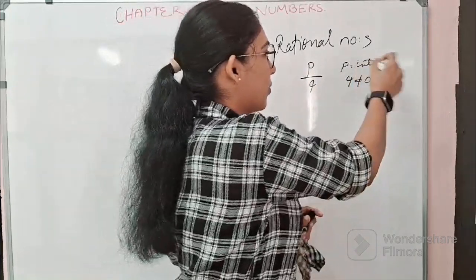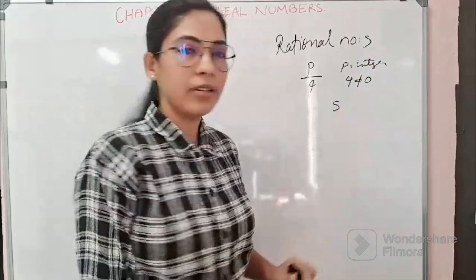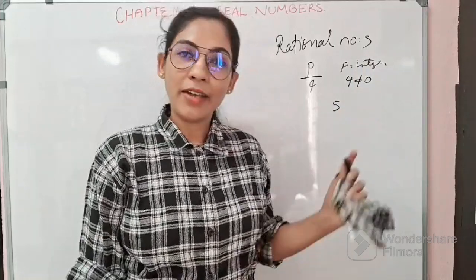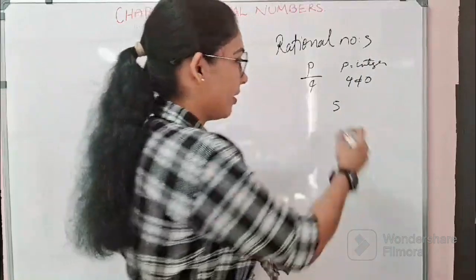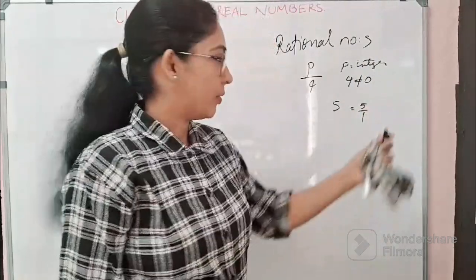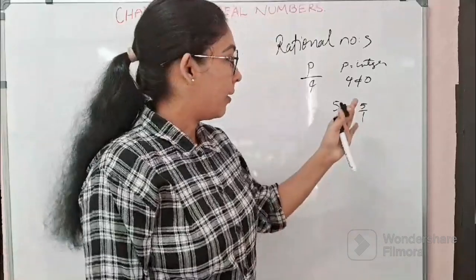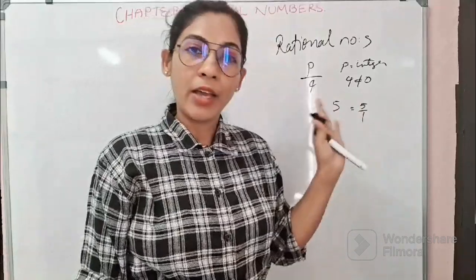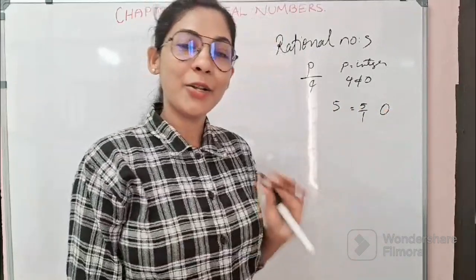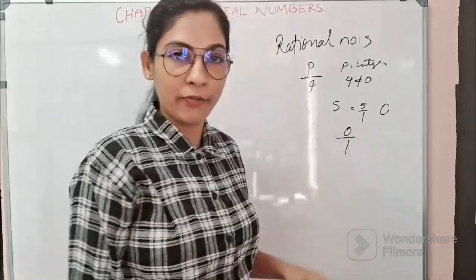Then my question is, is 5 a rational number? Yes, 5 is a rational number because 5 is also equal to 5 by 1. So this is in the form of p by q. So it can be represented in p by q form. So 5 is a rational number. Then what about 0? 0 is also a rational number because 0 can be represented as 0 by 1.